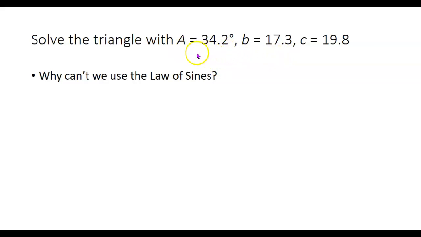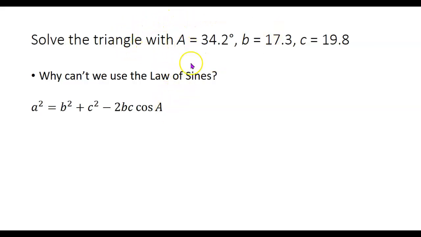Well, the law of sines involves putting together one of the sides and its opposite angle with a different side and its opposite angle. But here, we don't have two of the same letter. We have three different letters, so we can't set things up with the law of sines. But we can, as you probably guessed, use the law of cosines.